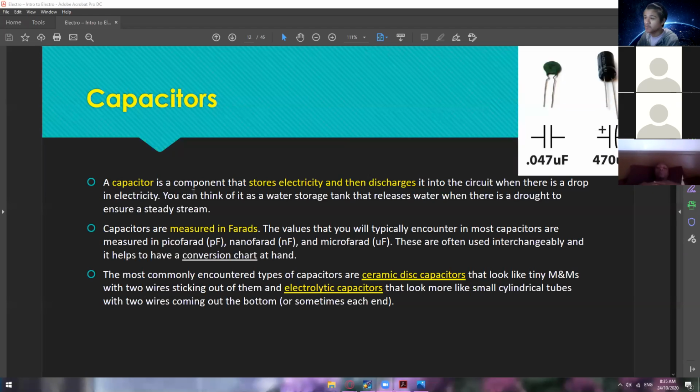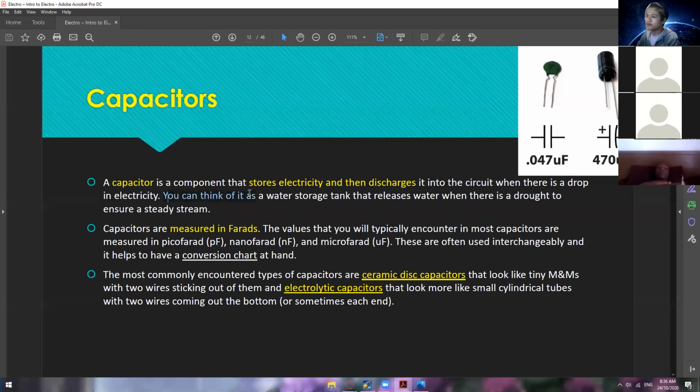Next one is capacitor. So a capacitor is a component that stores electricity and then discharges it. Okay. So this component only does this if there's a drop in electricity. So this doesn't really do anything in our circuit. It's just that if there's a fluctuation or a drop of electricity, then that's where the role of the capacitor comes in.